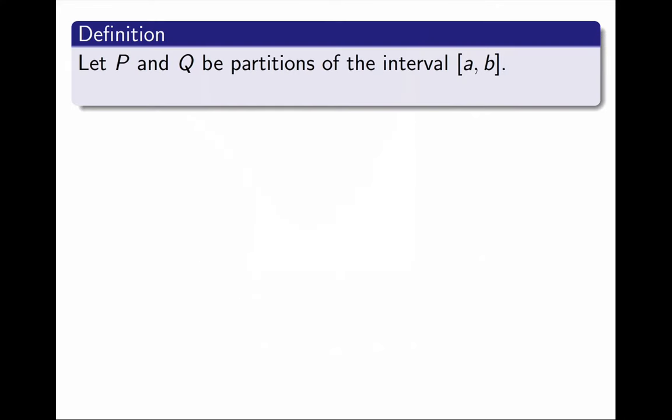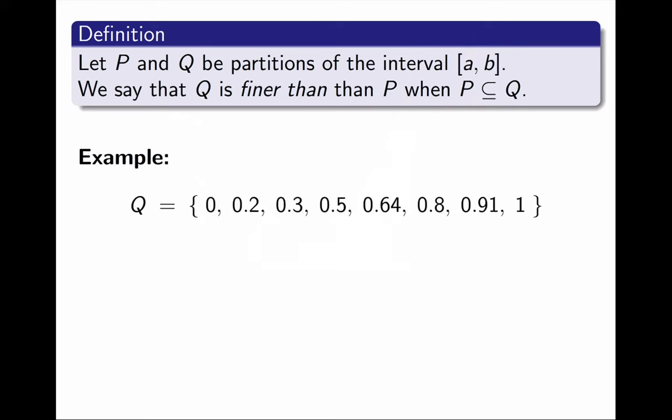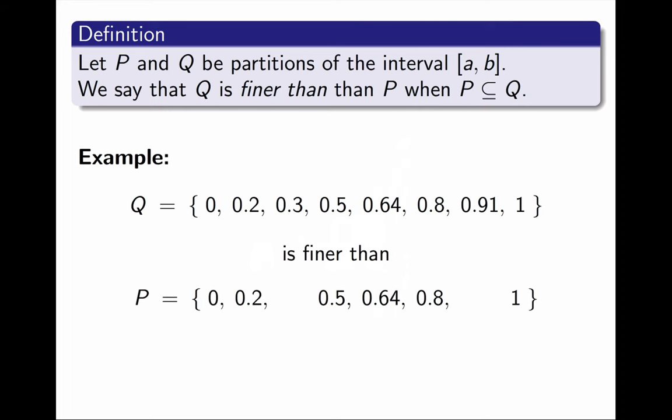Given two partitions P and Q, I am going to say that Q is finer than P when P is a subset of Q. For example, this partition Q is finer than this partition P. It means that Q has all the points in P plus a few more. It does not mean merely that Q has more points than P. How does this help? Let's see what happens when I add one single extra point to a partition.